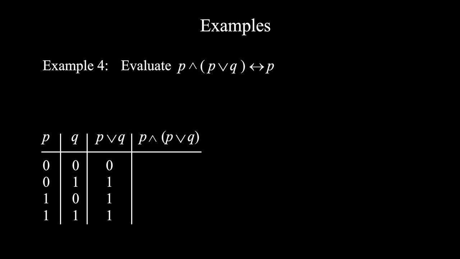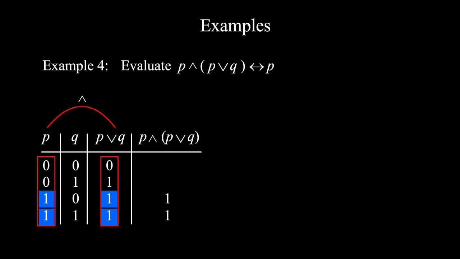Next, we evaluate P and open bracket P or Q close bracket. Put it in the fourth column. So, that is the AND of the first and the third columns. Look at the rows where both values are ones. Then, put ones for those rows in the fourth column, otherwise zeros.